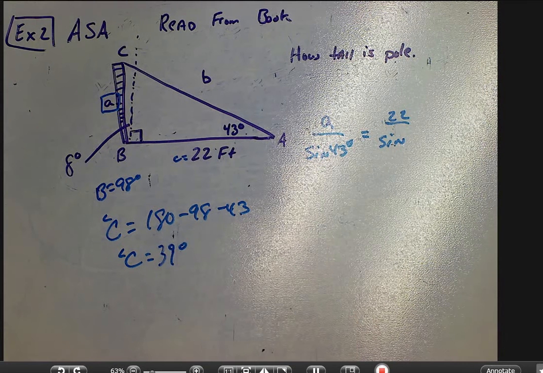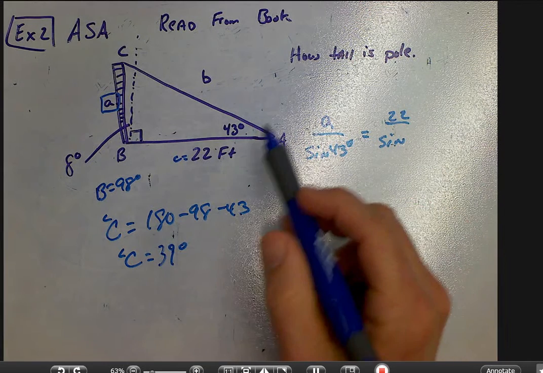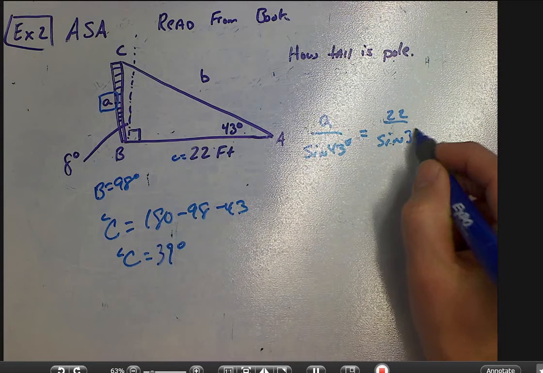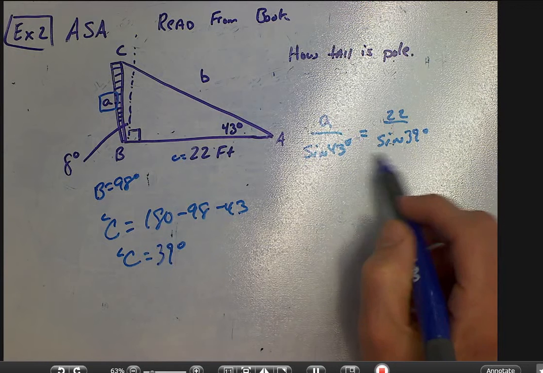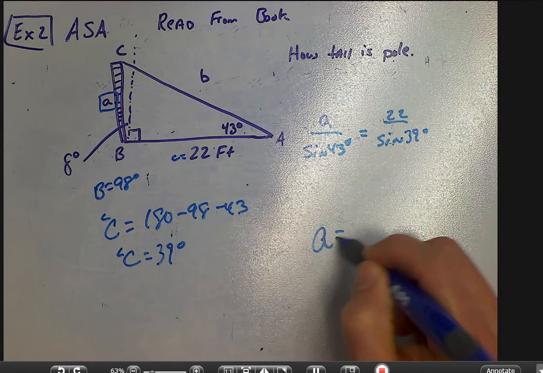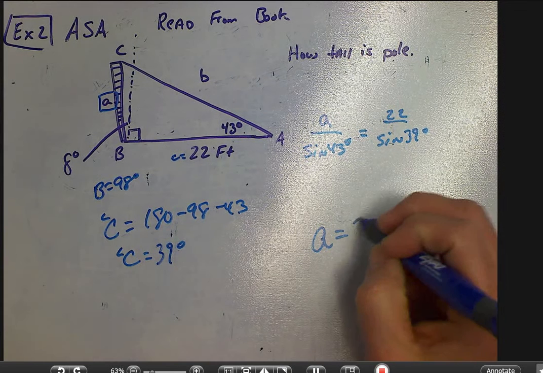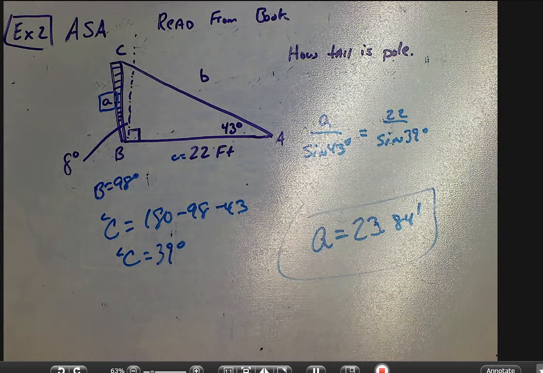So now A over the sine of 43 is going to be equal to 22 feet over the sine of 39 degrees. If I take 22 times the sine of 43, hit enter, divide by the sine of 39, I get side A to be 23.84 feet. And that is how you solve that problem, 23.84 foot long. You don't have to go find the rest of it because it just wants to know how tall the pole is.